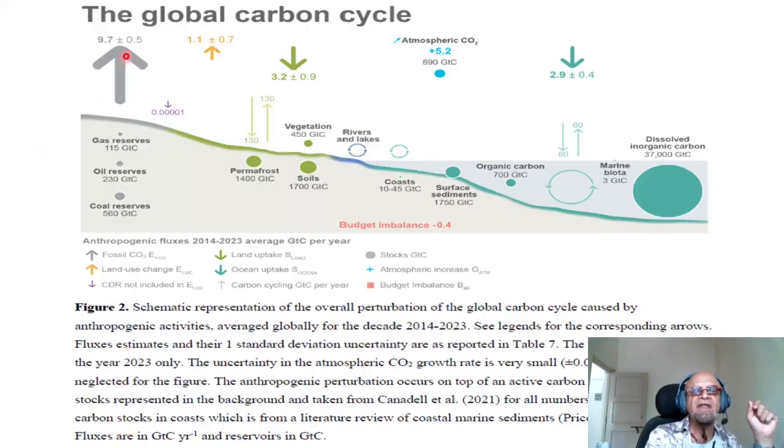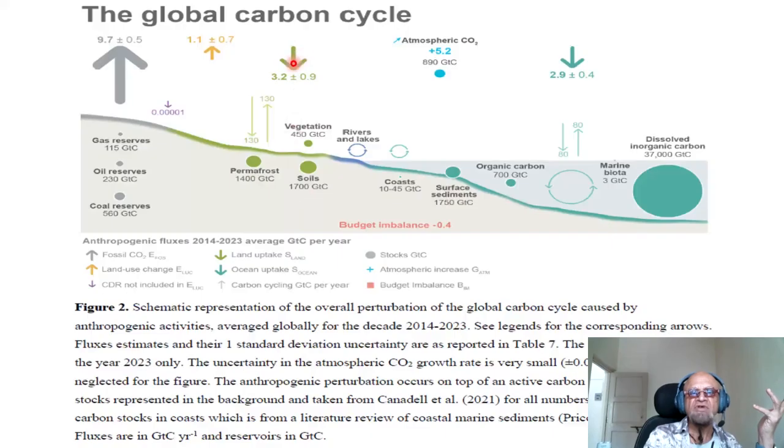So here we have 9.7 plus minus 0.5 gigaton carbon per year in terms of the anthropogenic or fossil fuel CO2, EFOS. And then you have lots of other numbers like gas reserves, oil reserves, coal reserves, which are estimates. And then you have permafrost doing its thing, with what it's taking up and what it's emitting being very similar. Vegetation in gigatons, soil carbon, this is at 450, this is at 1700. So there are standing stocks and there are fluxes.